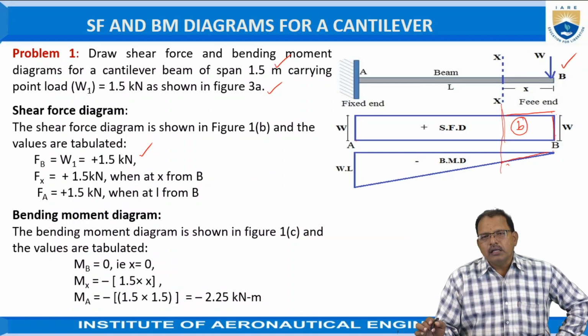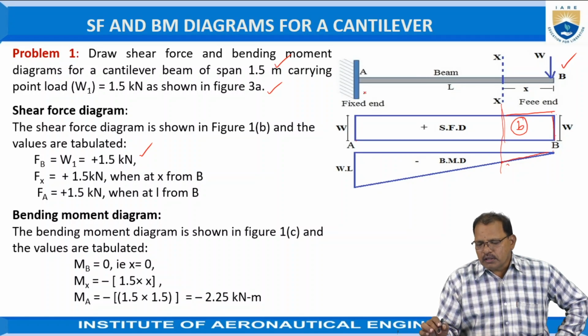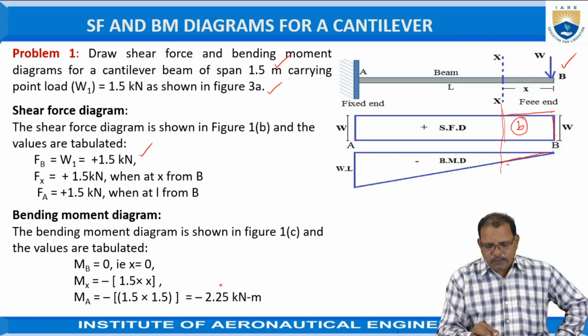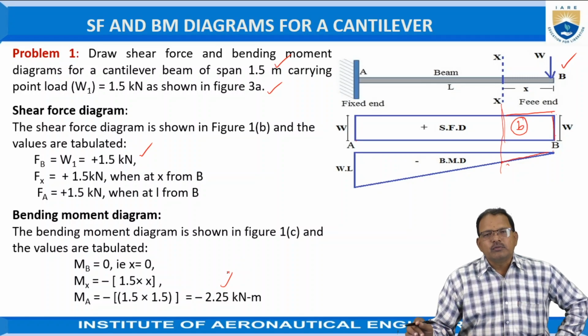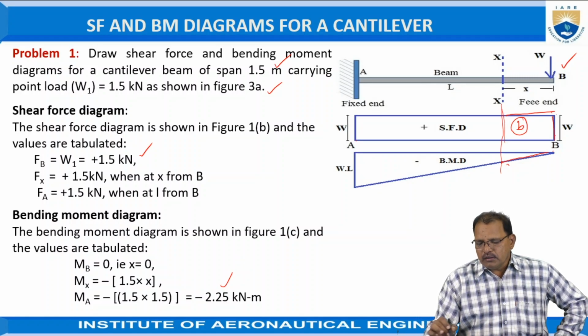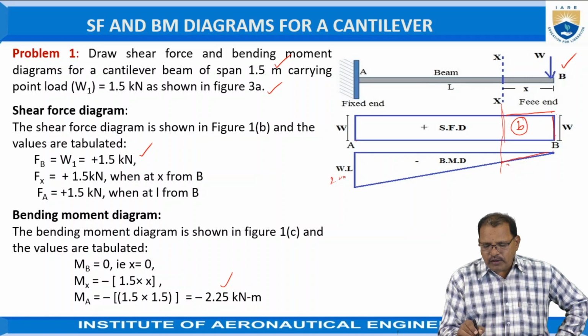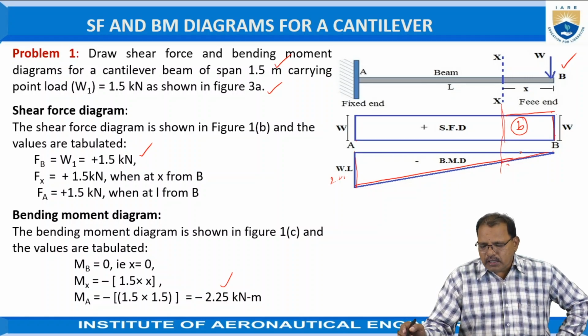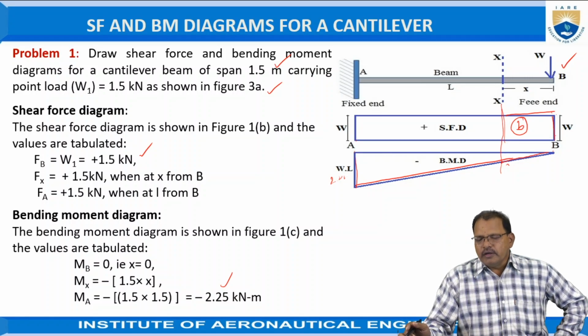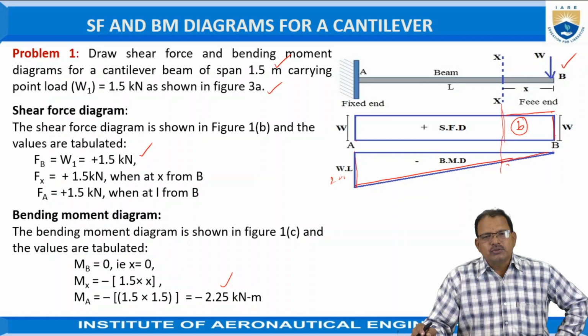Similarly, at point A, the bending moment is equal to force into distance, that is W into L, the length of the span, that is 1.5 into 1.5, equal to 2.25 kilonewton meters now. So, by selecting a suitable scale, join B with the 2.25 kilonewton meters using a straight line. This diagram is representing the bending moment diagram of the cantilever beam when it is subject to the point load at the free end as shown in figure.